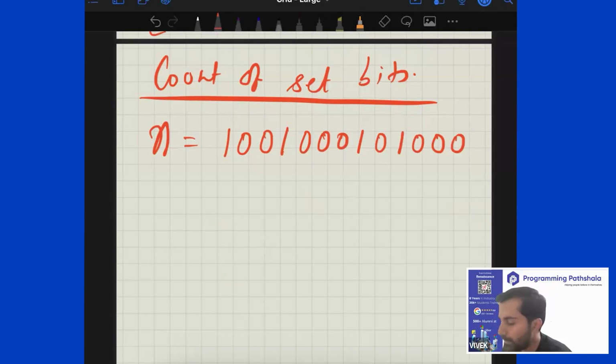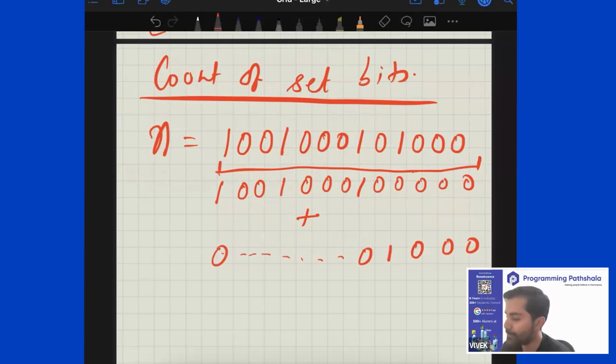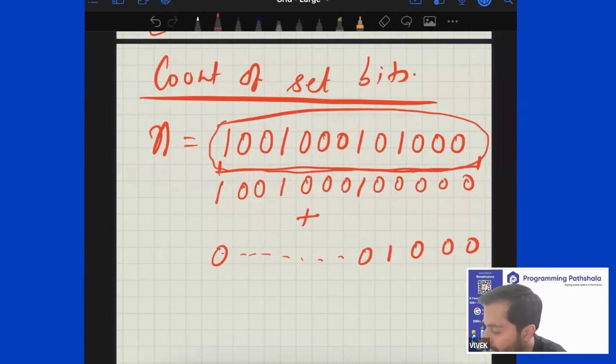Now see, this entire number can be written in a different style. In which style? I can say that this number is the sum of numbers like 1 0 0 0, and then before it, everything else is 0. See, it's pretty simple to understand. This thing would be representing some number n, right?